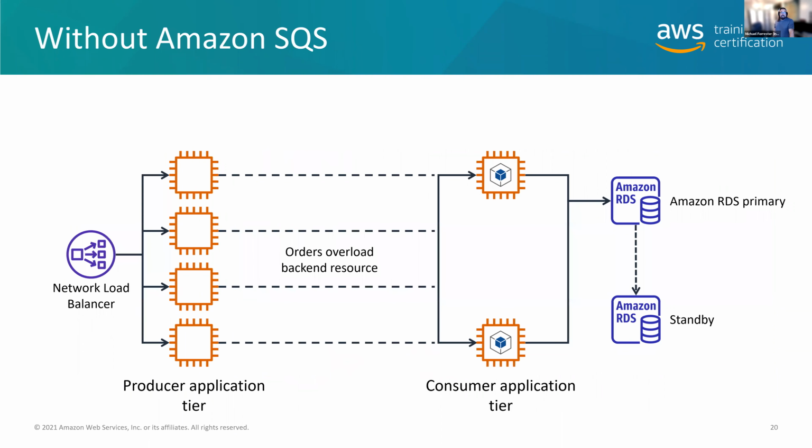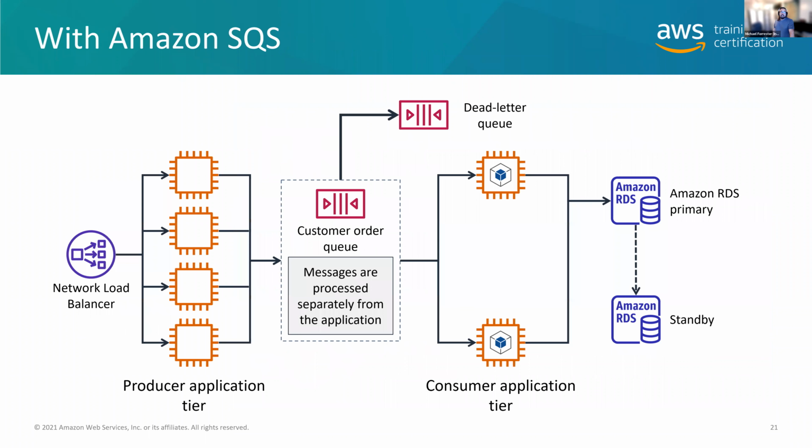Now, without Amazon SQS, what will happen is that your front end could easily overload your back end. It can happen. If you throw in a queue, though, what can happen is that your front end can dump all of the messages it wants inside this queue, and then your back end can just process or consume these messages as it can.